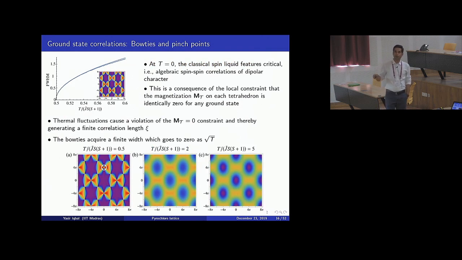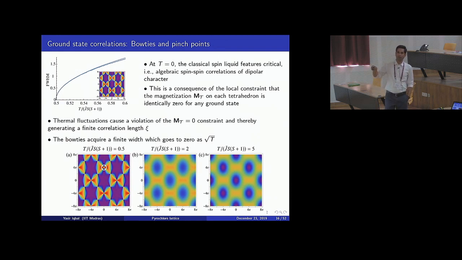So as Arnab showed, at zero temperature this classical spin liquid features algebraic correlations, so they're dipolar in nature. When you Fourier transform them and look at the HHL plane, which is the plane in which kx equals ky in momentum space, you get these beautiful bow tie patterns with these pinch points right in the center here. These points are just another way of saying that the ground state manifold is characterized by the zero divergence rule, or the fact that the sum of the spins is identically zero. In Fourier space, this manifests in algebraic correlations, which when Fourier transformed give you bow ties. So these bow ties are simply a manifestation of this.